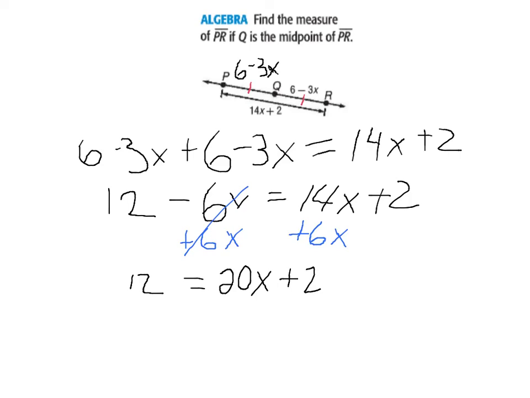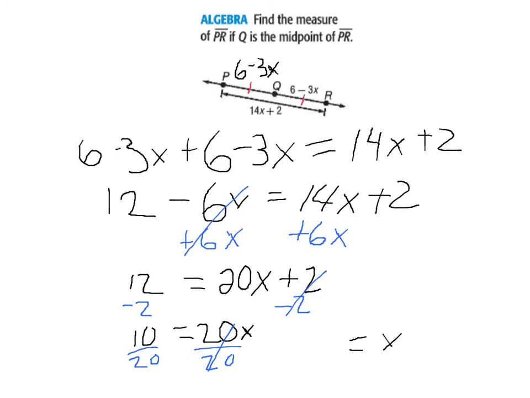Now all I have to do is get all my numbers on the other side, so I'm going to subtract 2 on both sides. That eliminates that and leaves me with 10 equals 20x. And the last step is to divide by 20. So here, the 20s eliminate, and that leaves me with just x equals, and then 10 divided by 20 is 1/2. If you prefer, you can use 0.5.